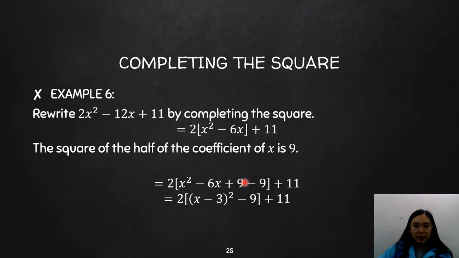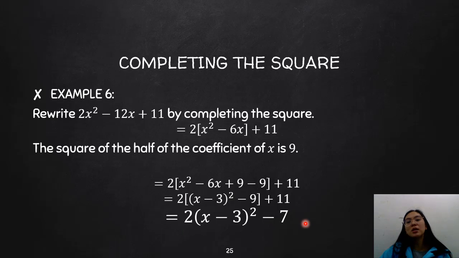Such that, di ba, pag quantity mo to, if you factor out x squared minus 6x plus 9, you will get this. So that will be 2 multiplied by the quantity (x minus 3) squared minus 9, plus 11, to give you a final answer which is equivalent to 2 multiplied by (x minus 3) squared minus 7. That's how you actually complete the square.